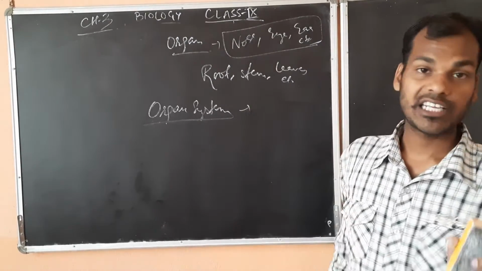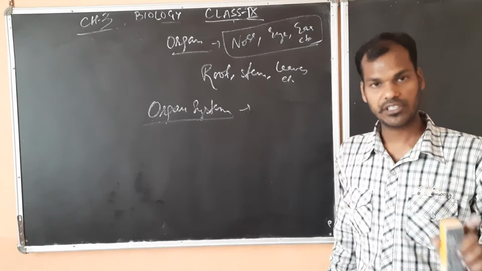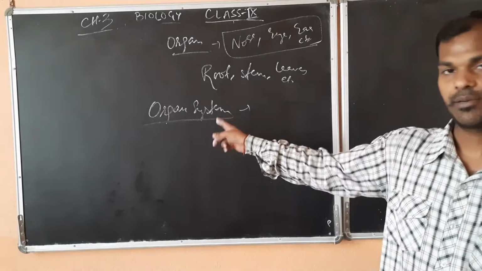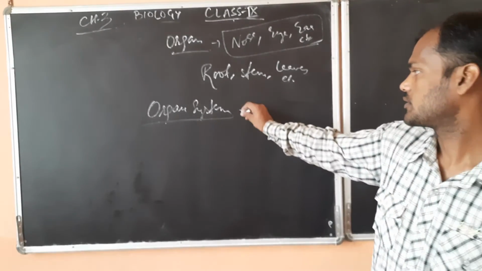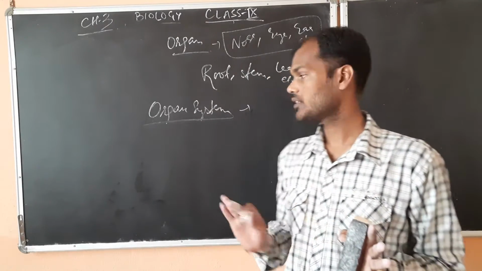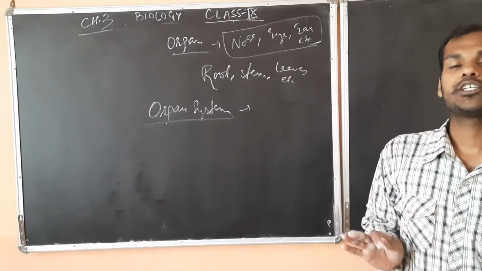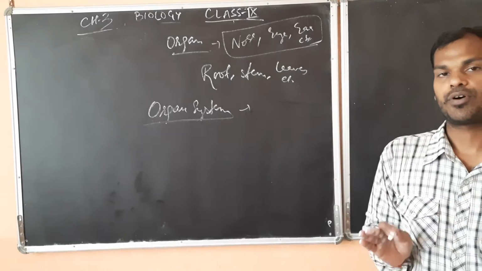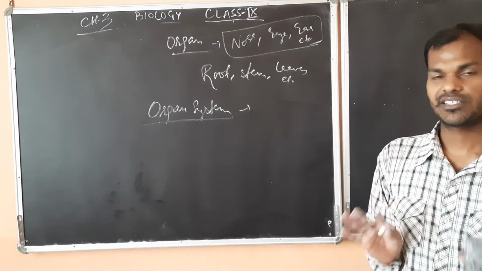Okay, and in a multicellular organism there is division of labor, and that division of labor is responsible for this organ system. So that division of labor simply means that if any work is to be performed, it will be performed by a single organ system.